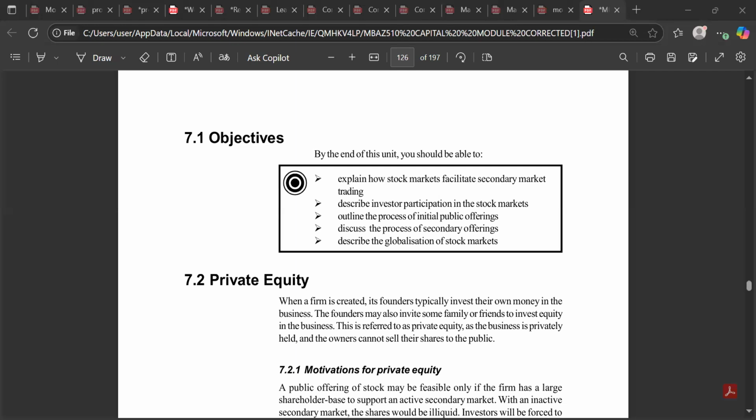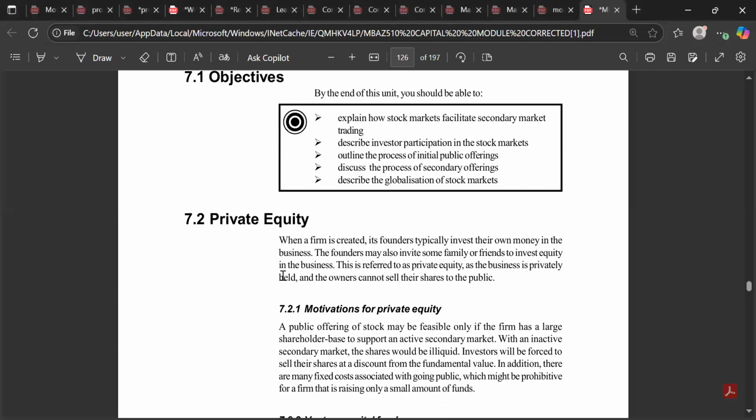So let's get into private equity. When a firm is created, its founders typically invest their own money in the business. The founders may also invite some family or friends to invest equity in the business. This is called private equity because the business is privately held and the owners can't sell their shares publicly.